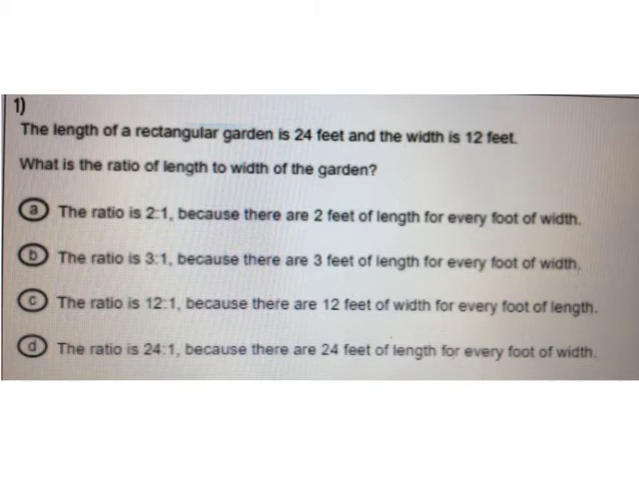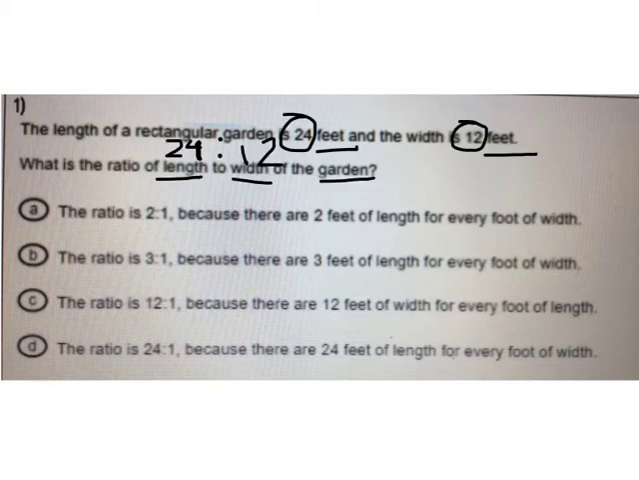Now that you had 4 different example problems, this is now independent practice. Go ahead and answer this question on your own and pause the video. When you're done, come back and look at what we have as our correct answer and our biggest misconception.